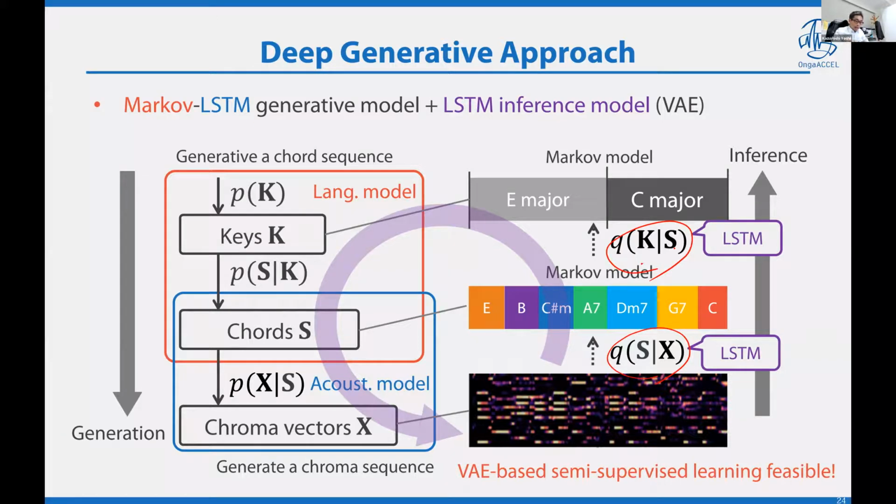And then these generative models and the inference models are trained simultaneously, jointly, such that the log likelihood for this observed input data is maximized. So this is our VAE-based training of these inference models. And according to this framework, we can perform semi-supervised learning using both annotated and non-annotated music signals. So this is a very important step to overcome the performance limitation in the MIR field.